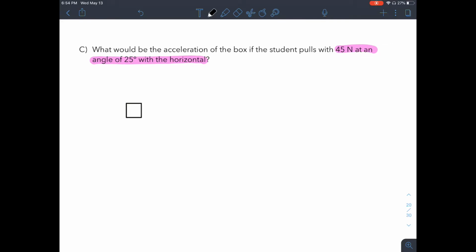Always, always, always a free body diagram. Here we have our force of gravity going down. That hasn't changed. Our normal force, that's going up. That hasn't changed. We have our force of friction opposing this motion.